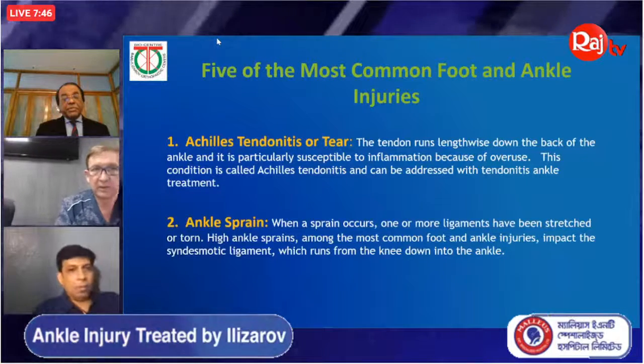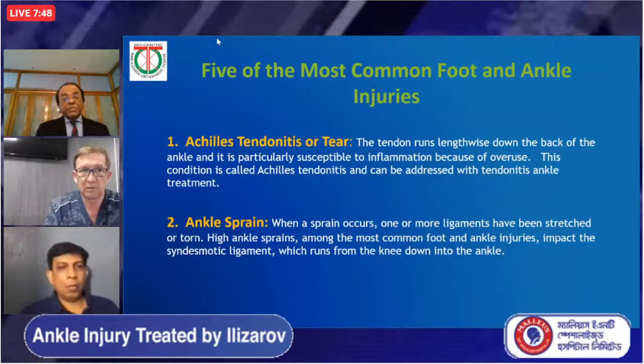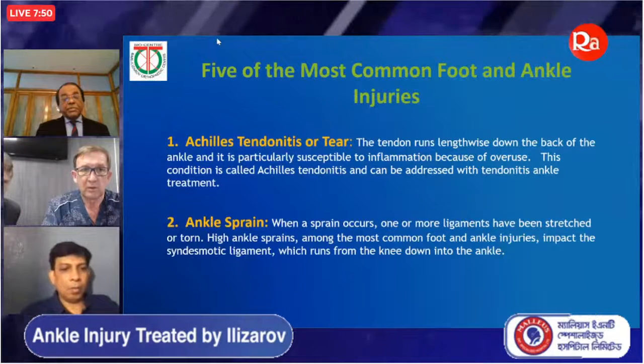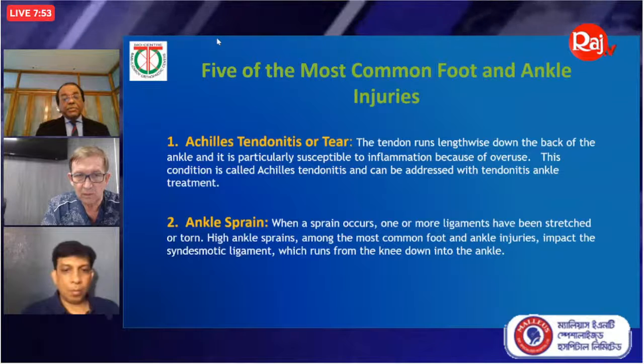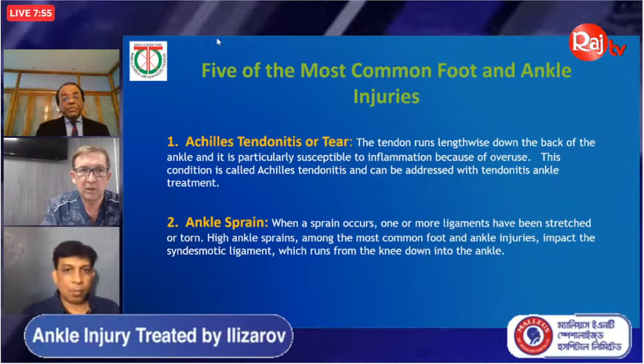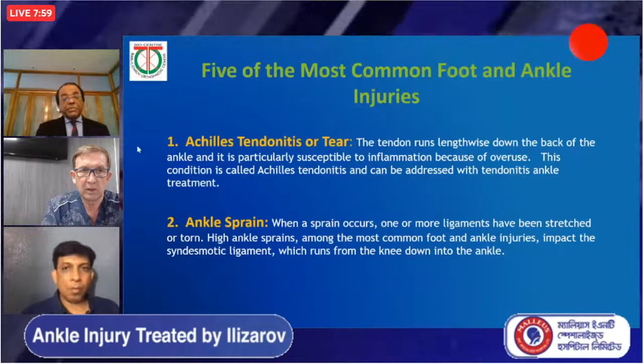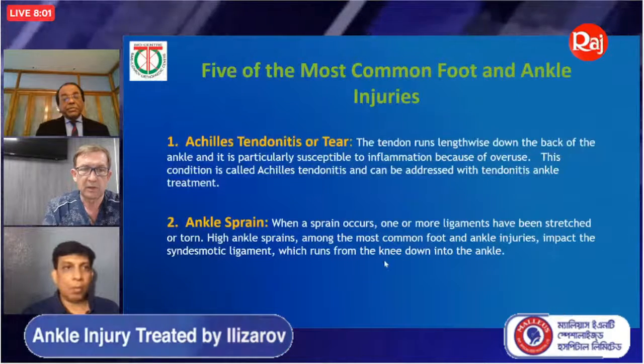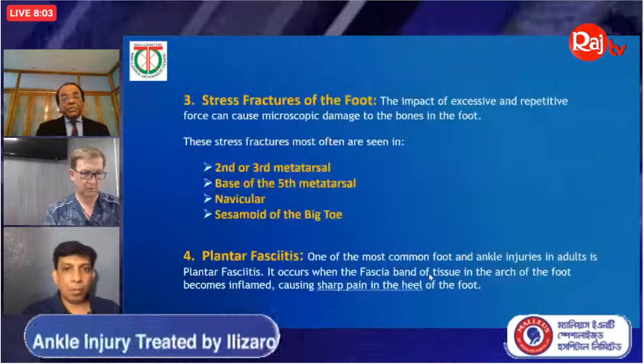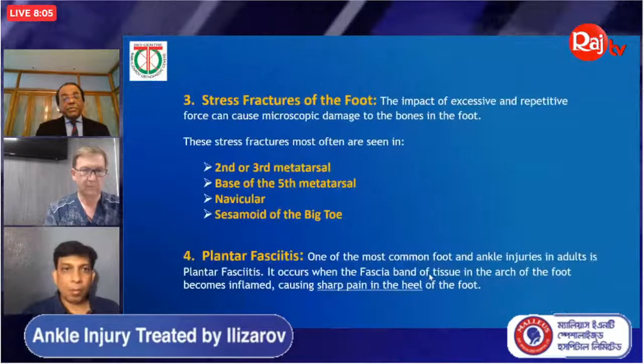And ankle sprain. When a sprain occurs, one or more ligaments have been stressed or torn. High ankle sprains, among the most common foot and ankle injuries, impact the syndesmotic ligament, which runs from the knee down to the ankle. And number 3, stress fracture of the foot.